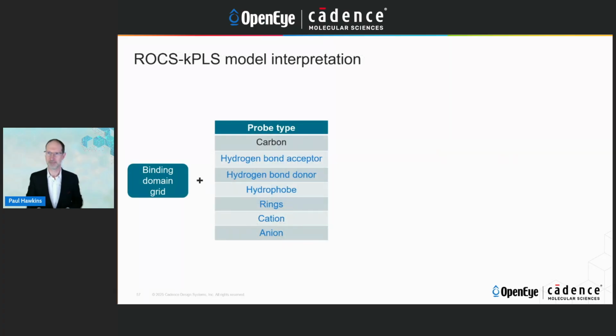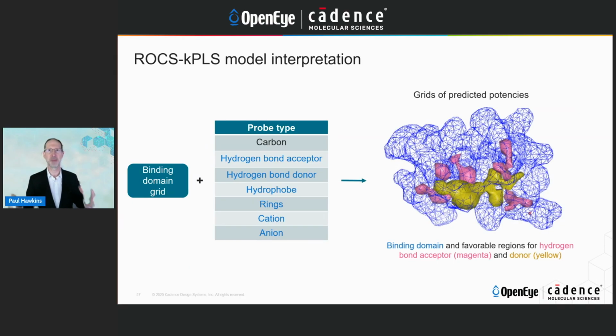But there's more. An important part of the KPLS model building is it produces a set of propensities in space. We've got points in space where the model says, put a shape here, the activity will increase. The model says, put an acceptor here, points in magenta, you'll increase activity. Put a donor here, you'll increase activity, shown in gold. So that is a very useful thing to help spark imagination for chemists to build new molecules.